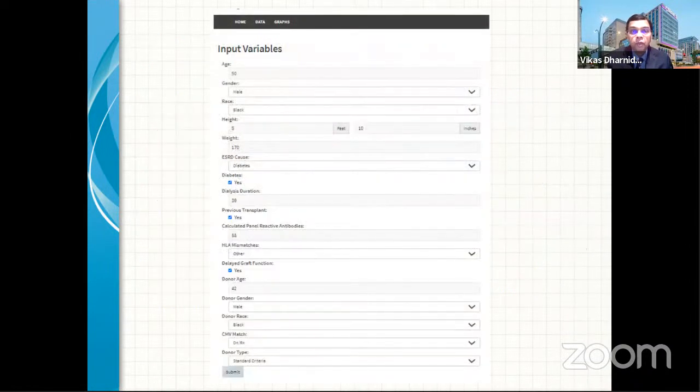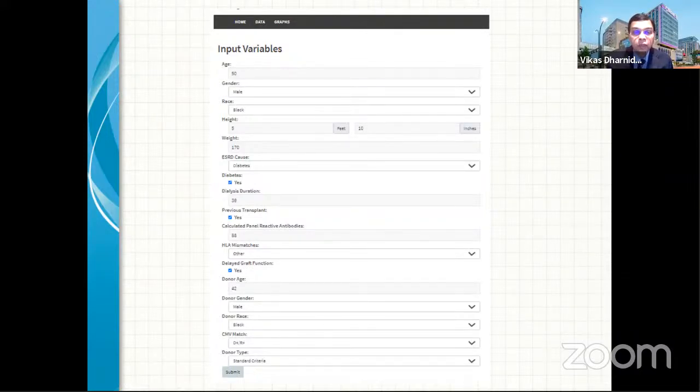And what I did over here in this particular page on the slide is I went to the data link, which is on the top of that page, and then I've inputted a variety of variables for you in advance. So for instance, this recipient is age 50, male, black race, 5 foot 10 inches, 170 pounds. And he already has diabetes as his cause for end-stage kidney disease, has been on dialysis for 36 months, had a prior transplant, and therefore has a high panel reactive antibody of 88%. And HLA matches, he's not a low mismatch or 0 ER or AB, so he's on the upper end of that, and has delayed graft function. So all of these put this patient at high risk.